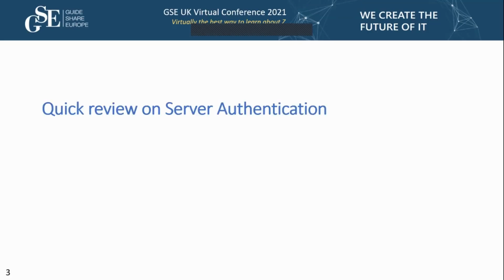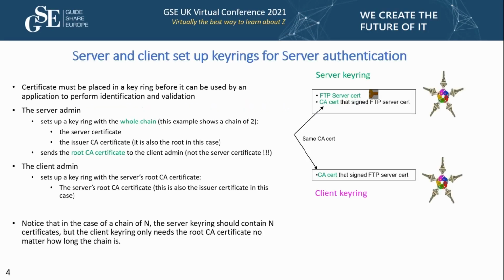Let's have a quick review on server authentication. Let's look at the keyring setup. Certificates must be placed in a keyring before they can be used by an application to perform identification and validation. Both the server and the client need to have their own keyring. The server admin will need to set up a keyring with the whole chain. In the example I use a chain of 2. That means the server keyring contains the server certificate and the issuer's certificate. Since this is an example of a chain of 2, the issuer CA certificate is also the root CA.